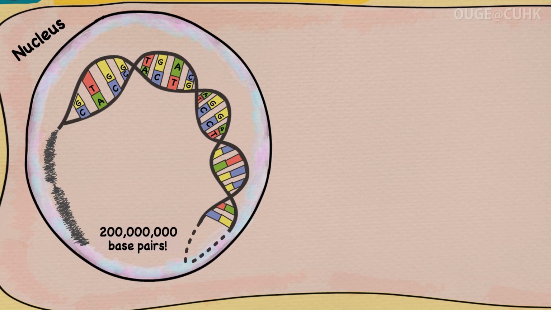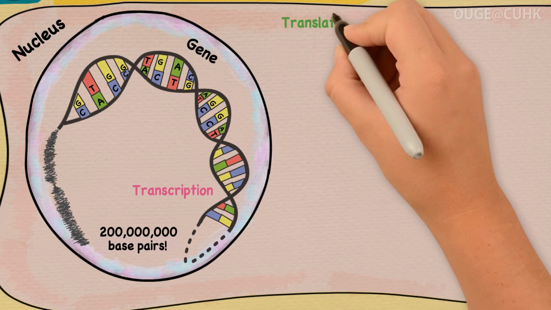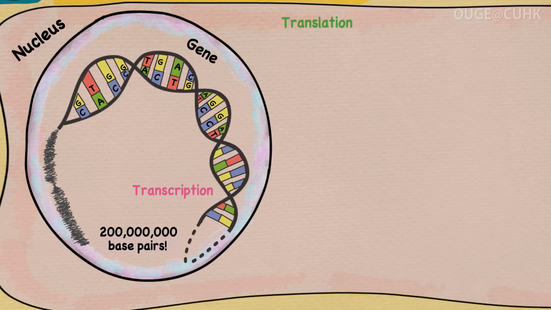So, how could this biological information be expressed? To answer this question, we have to know the decoding mechanism of the DNA sequence. That means the mechanism of gene expression. A gene is a segment of DNA sequence carrying genetic information. Through the processes of transcription and translation, the hidden genetic information is expressed.